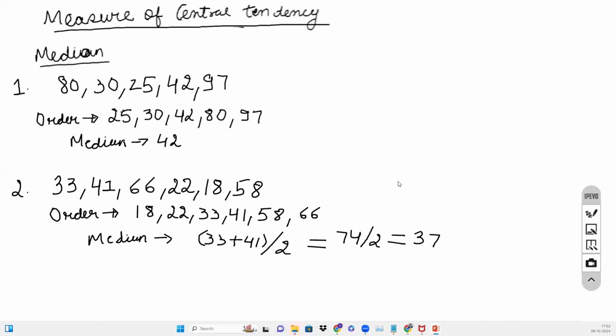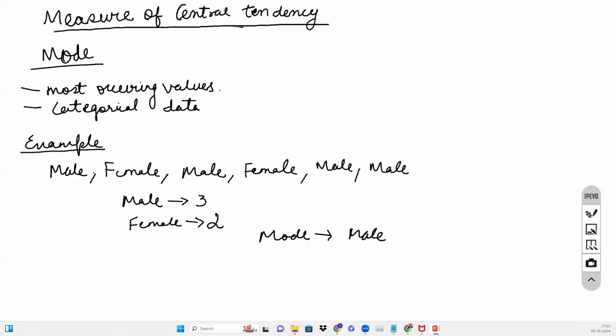So this is how we calculate the median, irrespective of whether the number of records is even or odd. Please keep this in mind, that we always have to use the formula based upon the number of records, whether it's even or odd. And also we have to put the data in order.